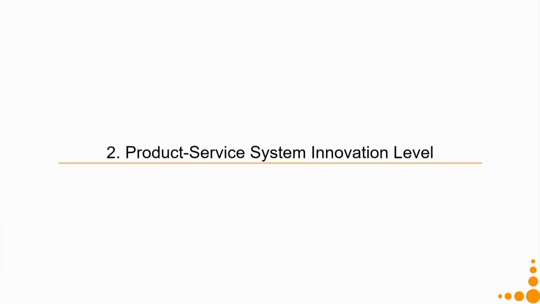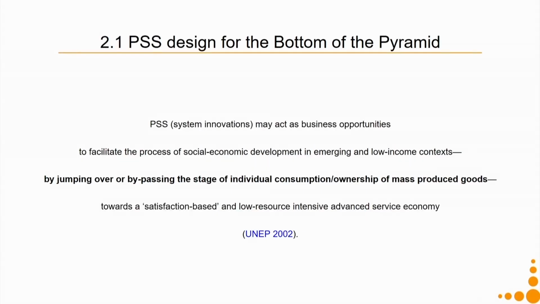Now, coming to the second approach of base of the pyramid, where we try to understand what their requirement is and then try to fulfill it through interesting product service solutions. So, now we go to the next level, which is the product service system innovation level.